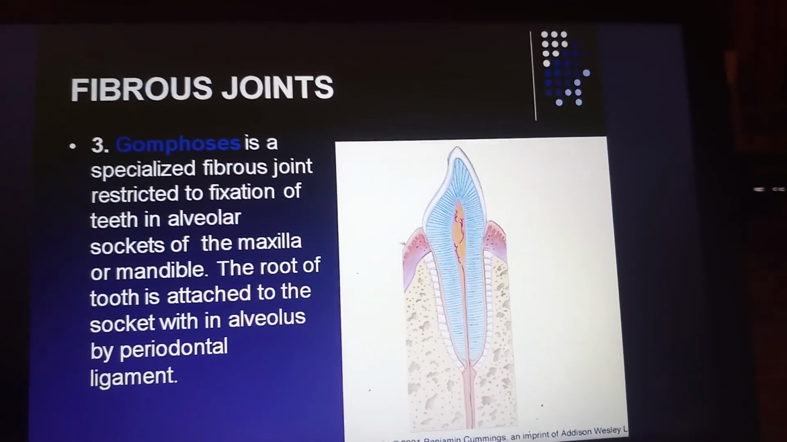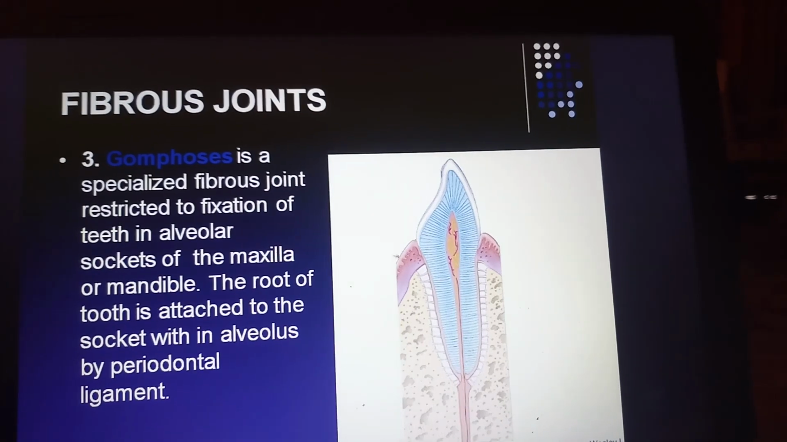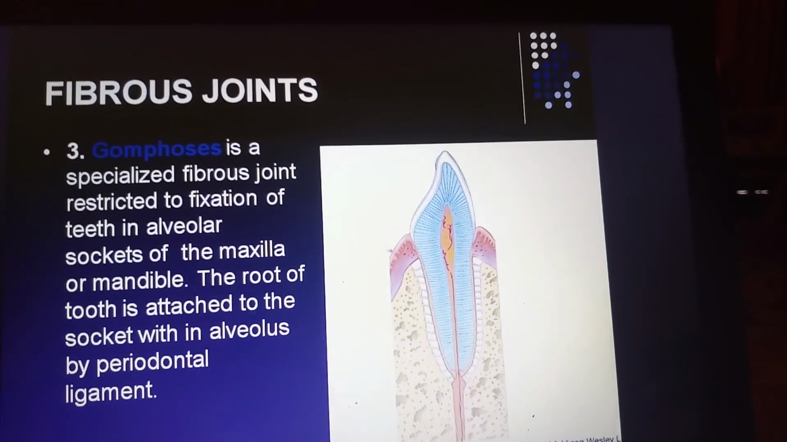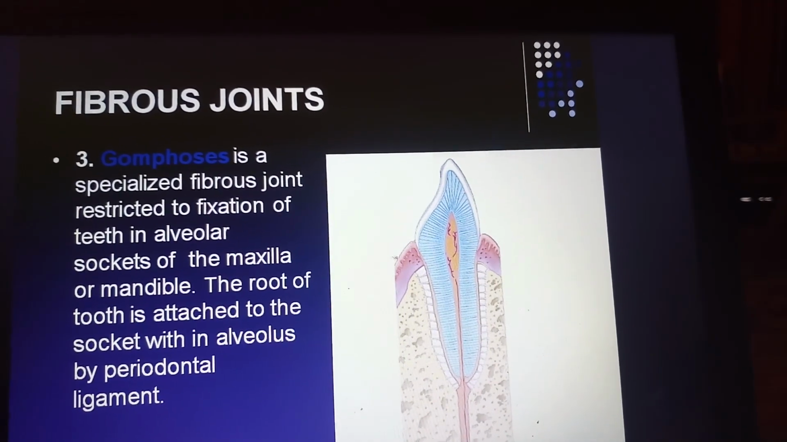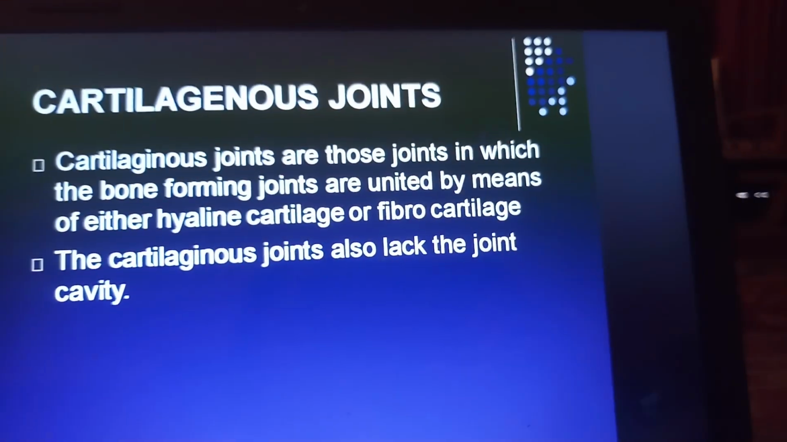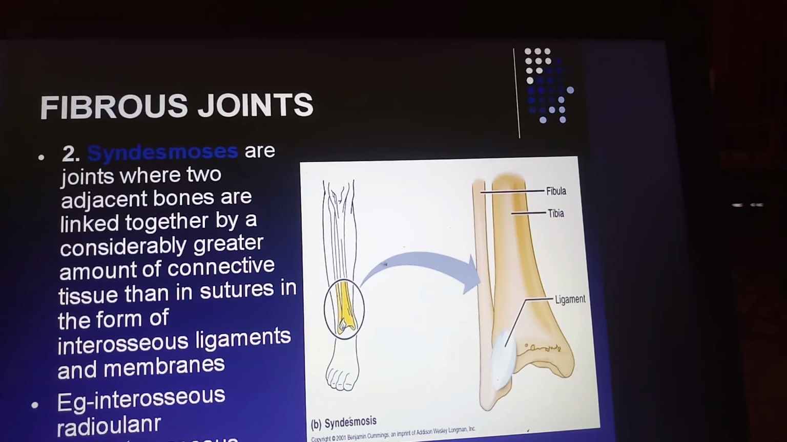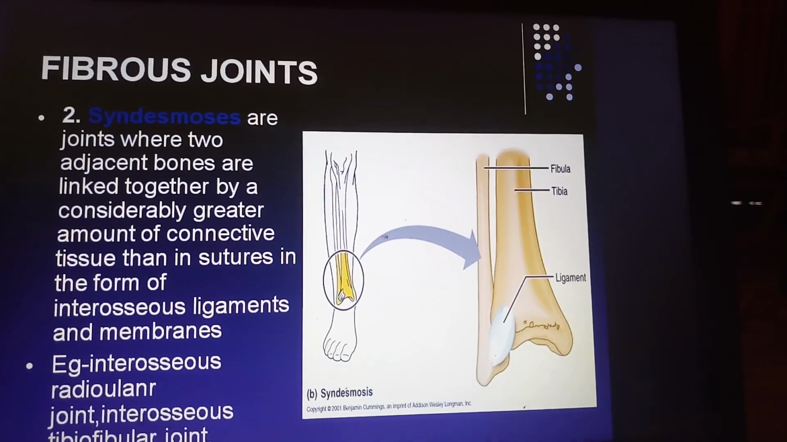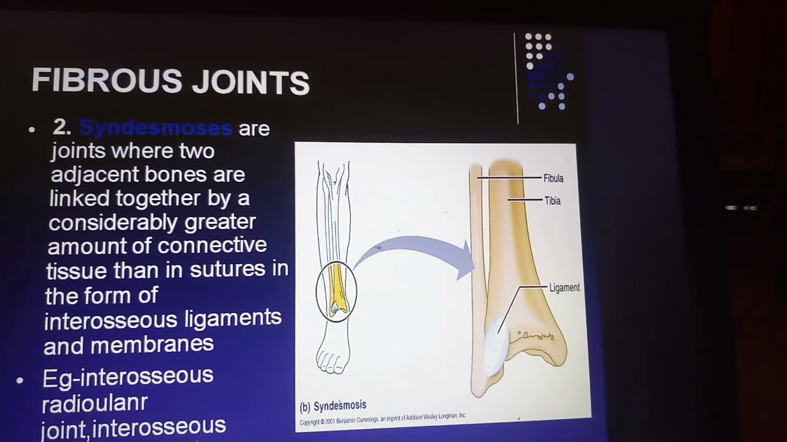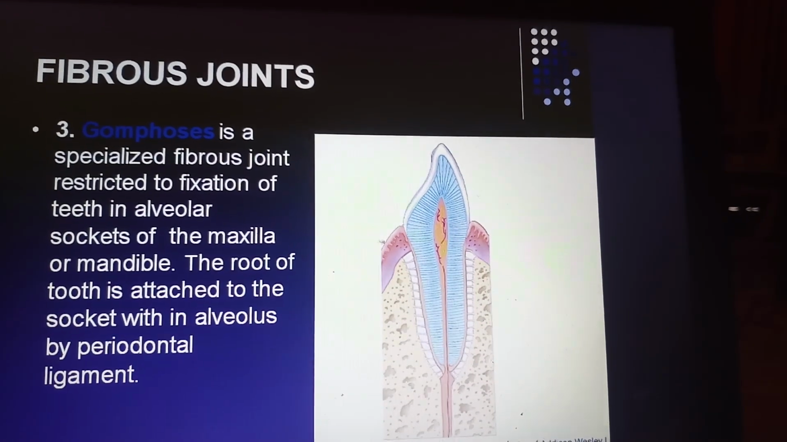So, fibrous joints have three types. Number one is, yes, suture. Second one, yes, recall, syndesmosis, in which we said the radioulnar joints and the tibiofibular joints, because they are connected by the interosseous membrane. And the last variety is the gomphosis. I hope now the fibrous joints are clear.